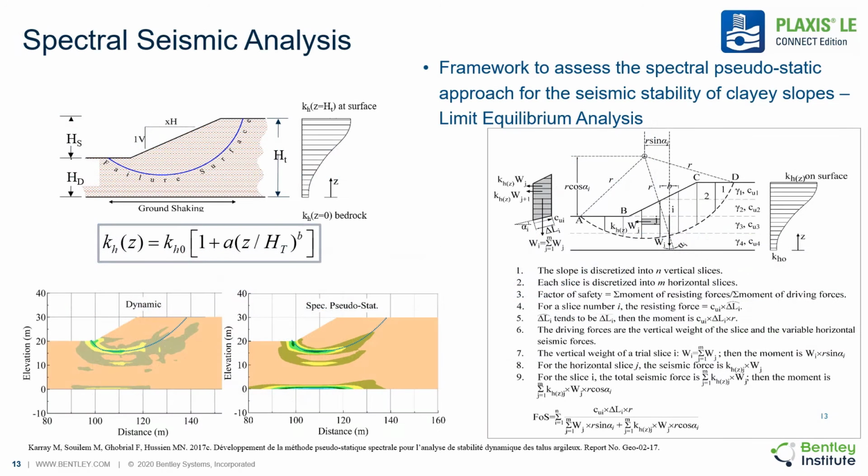Researchers have improved on this method and proposed the spectral seismic analysis method, which is implemented in the software as well, and it has been benchmarked against more rigorous finite element and finite difference methods. In this case, the primary change is that you're allowing the force that you're applying horizontally to vary with depth, so that a larger portion of the force is applied close to the ground surface, which is more realistic, and it tapers off as you go deeper into the slope. With this method, the slip surface doesn't go deep, and it's been found to be more realistic in terms of the predicted factor of safety and the location of the critical slip surface.